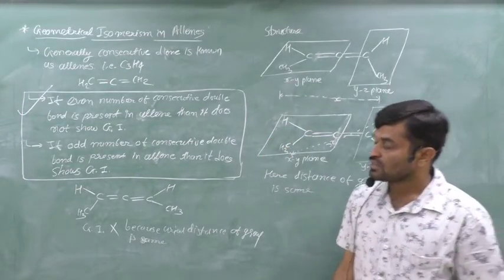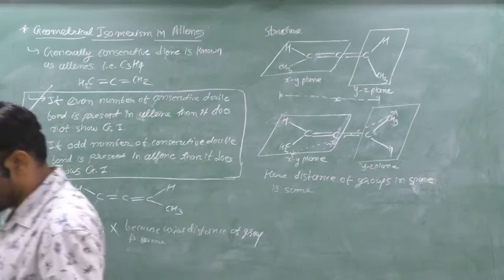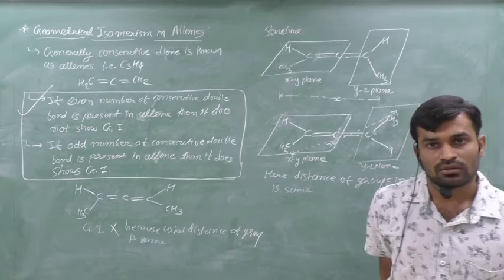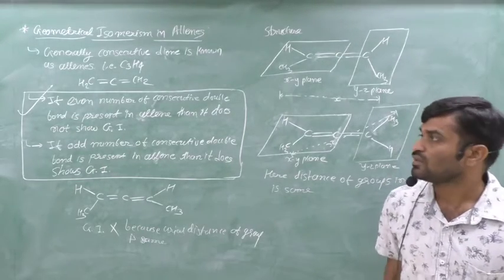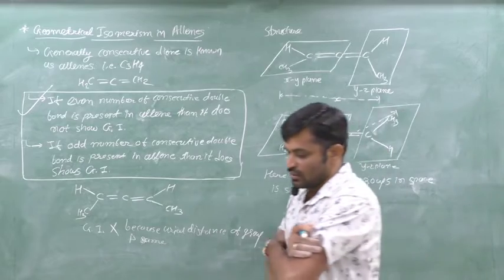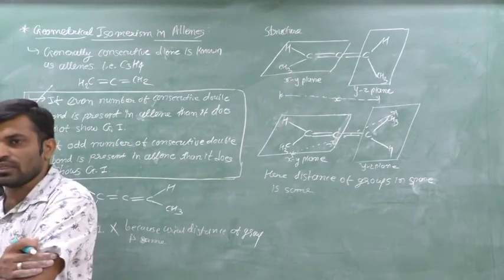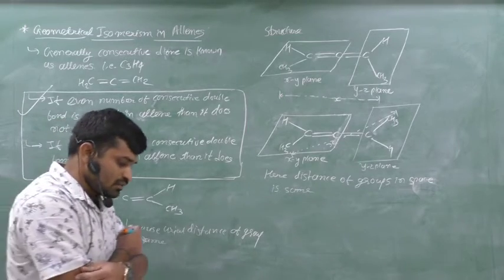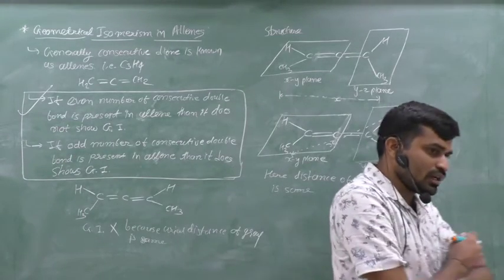Last time we studied geometrical isomerism in cyclic compounds. Cyclic compounds are cycloalkanes or cycloalkenes. Now we will study geometrical isomerism in allenes. This is the new topic for us. First question: which type of compound is known as allenes?